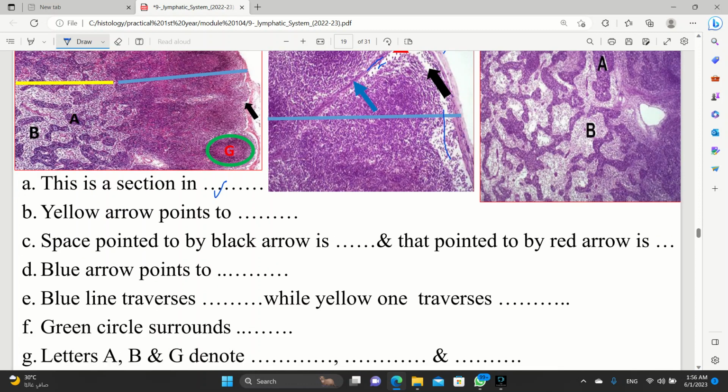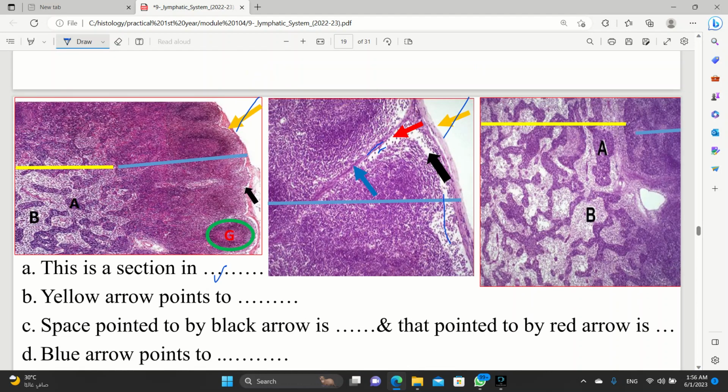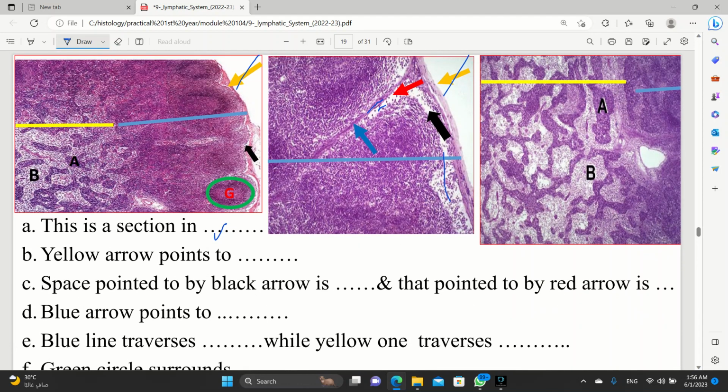So let me see the questions again. That's a section in the lymph node, as you can see. Yellow arrow points to the capsule. Space pointed out by the black arrow. I'm sorry, I read wrong. The black arrow points to the subcapsular sinus. Pointed to by the red arrow, that's the trabecular sinus. The blue arrow, where's the blue arrow? Trabeculum. The blue line traverses the cortex, while the yellow one traverses the medulla.